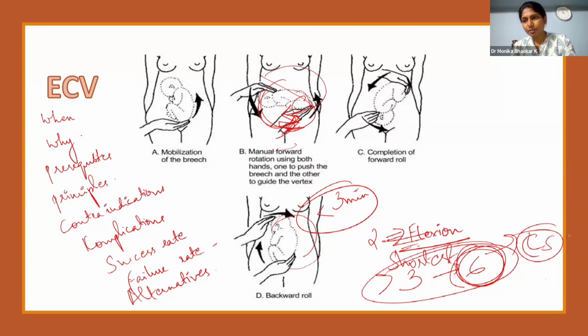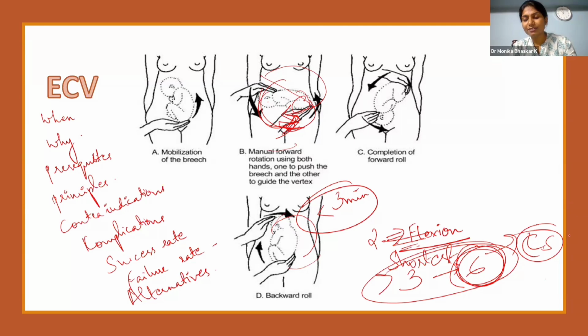And you can try it for a maximum of 4 attempts in a period of 10 minutes. This is your GTG guideline, where they tell 4 attempts in 10 minutes. If it fails, it's failed. You can repeat after 1 week.